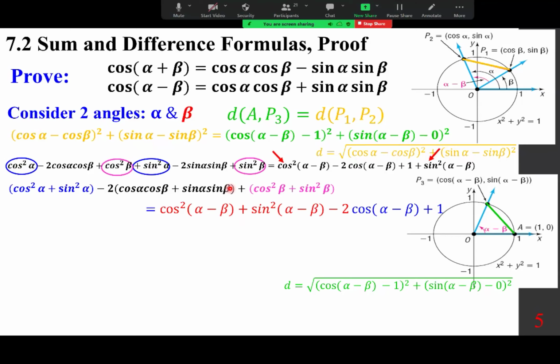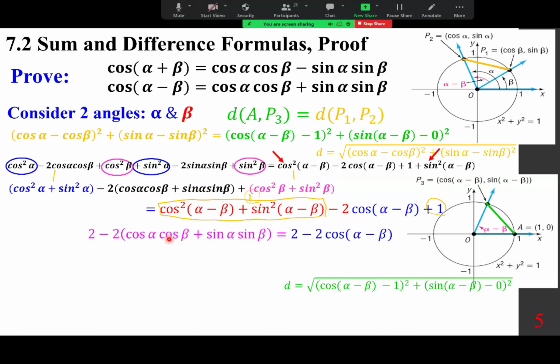Let's start with the left side. This is 1. This is 1. This is 1. This is 1. So on the left side, we have 1 and 1, 2, with this expression, minus 2 times cosine alpha, cosine beta, plus sine alpha, sine beta. On the right side, we have 1 and 1, 2, and then minus this expression.